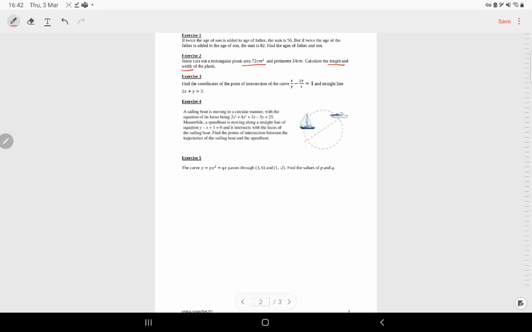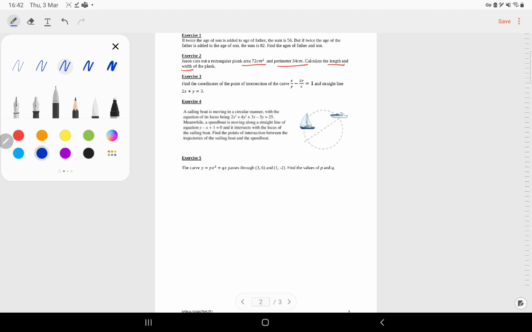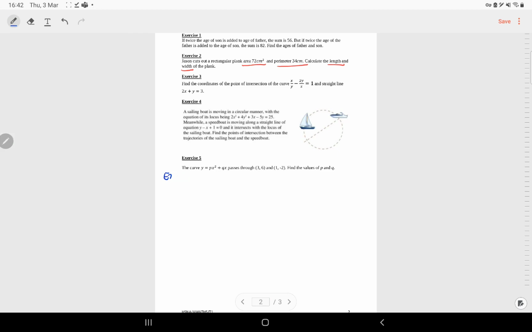One was the area of the rectangle, and another one is the perimeter. Okay, perimeter is the sum of all the sides. So how to construct that equation? Well, first let's label variables for it. Exercise 2, let x be the length of the rectangular plank, and let y be the width. So x and y are the unknowns that we need to find.